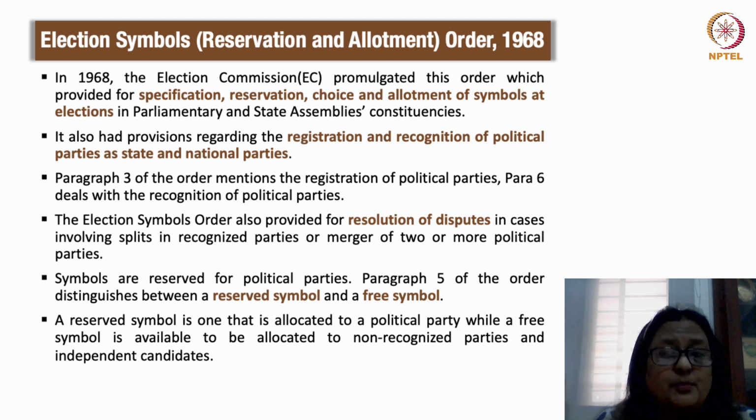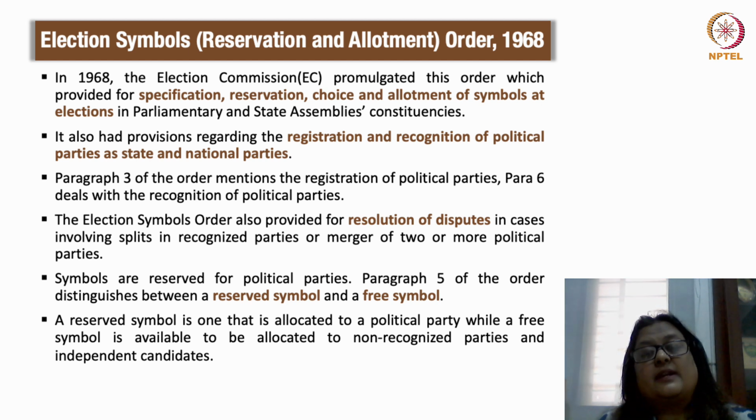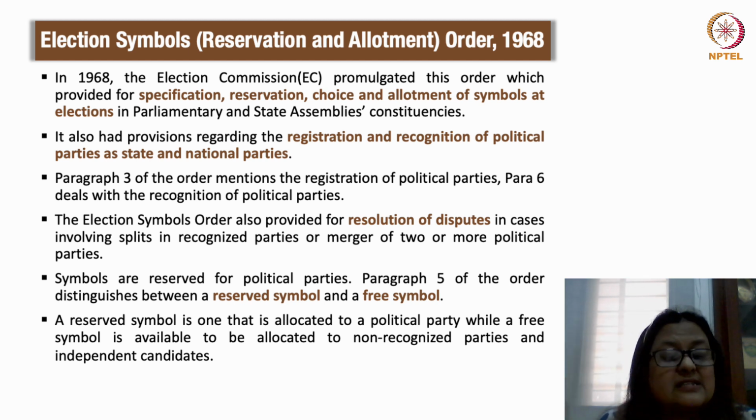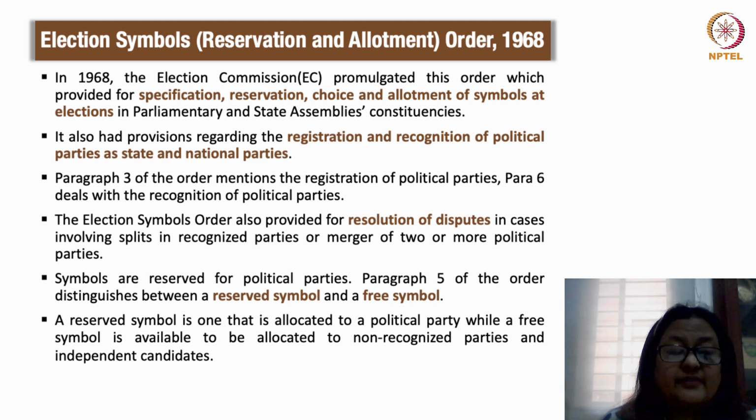Certain symbols are reserved for political parties. The order, paragraph 5, distinguishes between a reserved and a free symbol. Now, a reserved symbol is for the political party and a free symbol is for the non-recognized parties or the independent candidates. So this helps the people in understanding who they have to identify during the elections and whom they have to vote for, and these symbols are the identification of the parties, and therefore this Election Symbols Order was a very progressive legislation at that time.